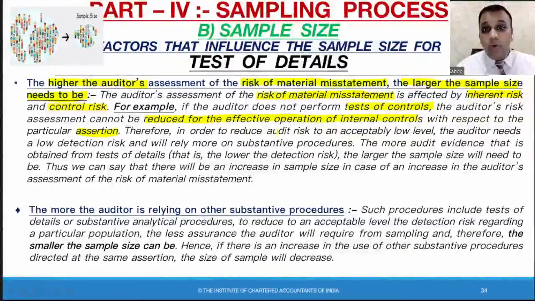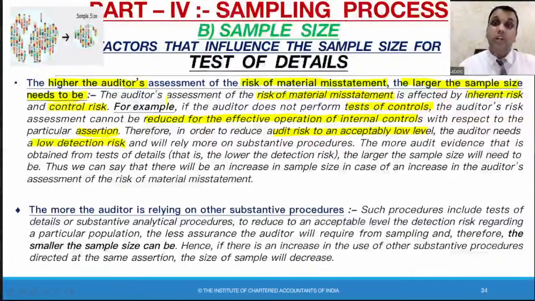To reduce audit risk to an acceptably low level, the auditor needs a low detection risk. We have already done this in chapter of risk assessment. Audit risk includes inherent risk, control risk, and detection risk. Inherent risk, you cannot do anything with it. Inherent risk is going to be there. It cannot be avoided. But definitely, we can decrease the control risk and detection risk.